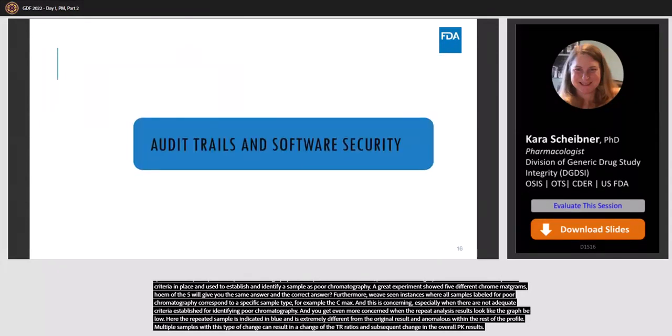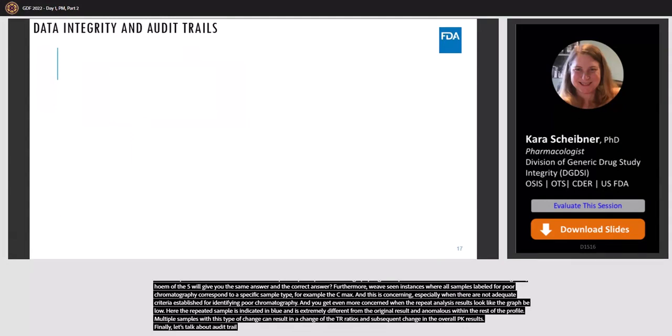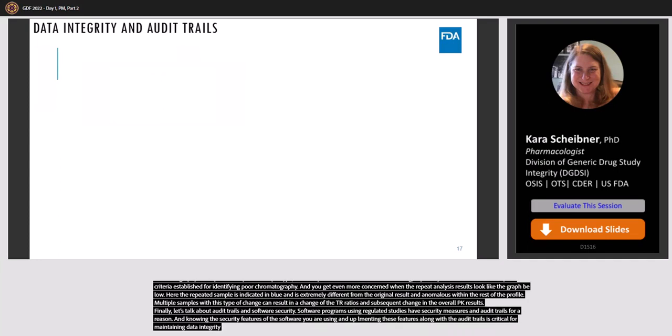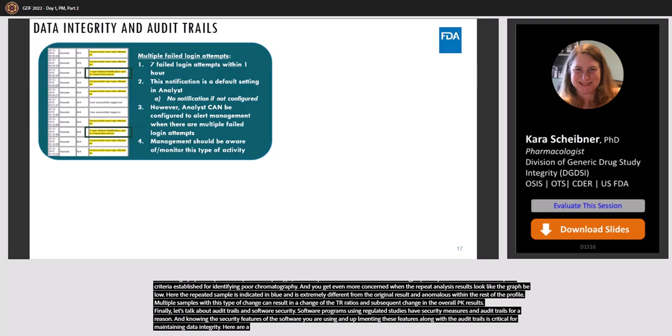Finally, let's talk about audit trails and software security. Software programs used in regulated studies have security measures and audit trails for a reason. And knowing the security features of the software you are using and implementing these features along with the audit trails is critical for maintaining data integrity. Here are a few examples of things to look for.